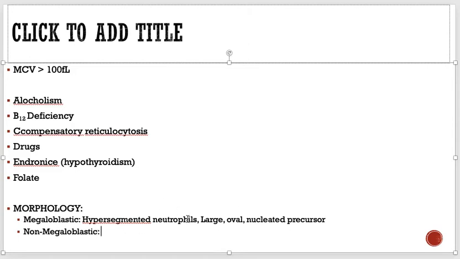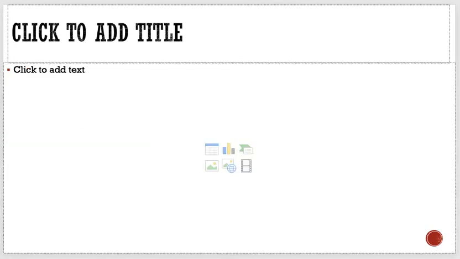When these changes are not there, the RBCs are large but with no nucleated precursors, and the neutrophils look normal. So we call it non-megaloblastic changes. Why do we divide it into these two categories? Because vitamin B12 deficiency, folate deficiency, and also drugs can give megaloblastic anemia, whereas all the other causes give non-megaloblastic anemia. So this is how we proceed when we have to make the diagnosis in the patient.